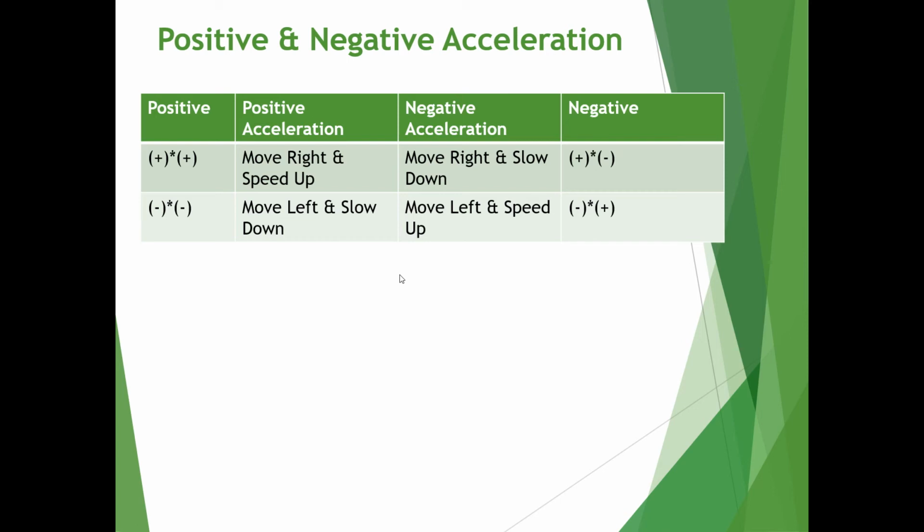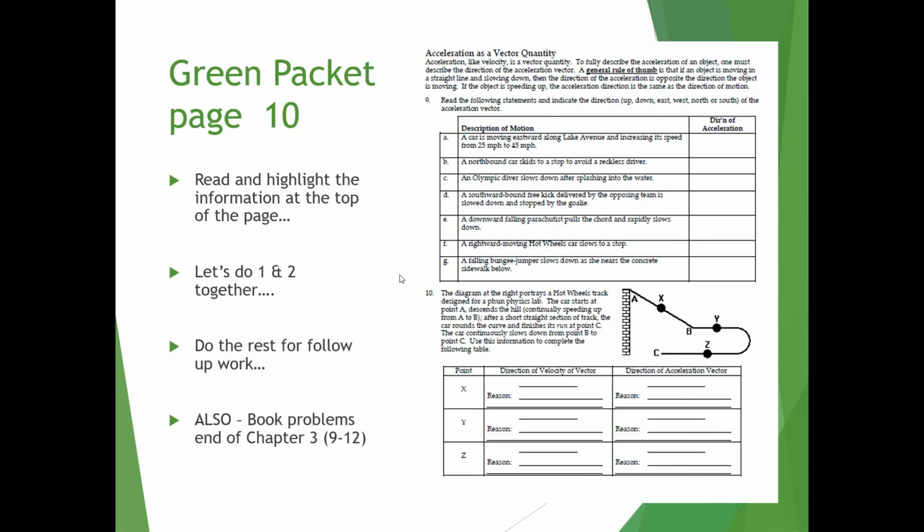So I want to talk about utilizing some of these positives and negatives and understanding what's going on. And that's going to be the focus of a couple of videos. So we're going to look at green packet page 10. Looking at the information up here at the top, it's really, really important, and that's why I recommend we start out by reading and highlighting it at the top of the page. And then I'm going to do the first couple together. Oh, I wrote them as 1 and 2, but it's really A and B. And then I'm going to have you do the rest as follow-up work. Also, some book problems at the end of chapter 3.